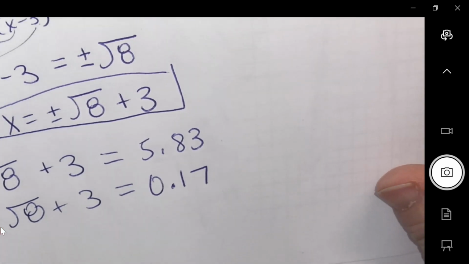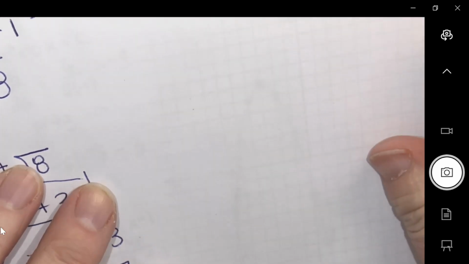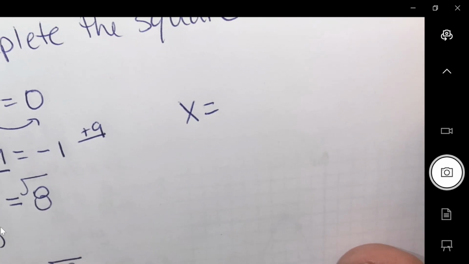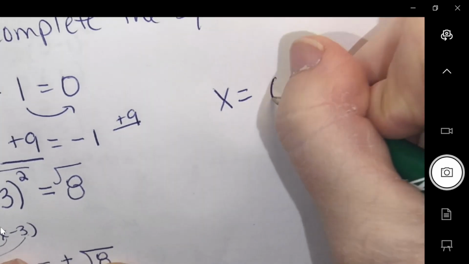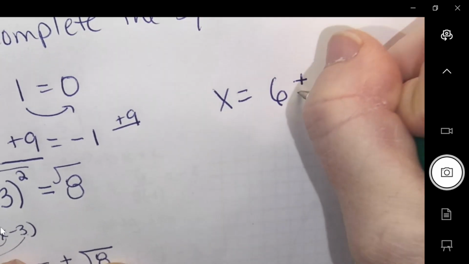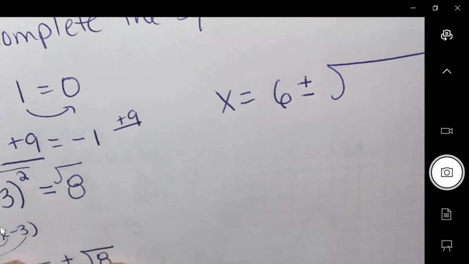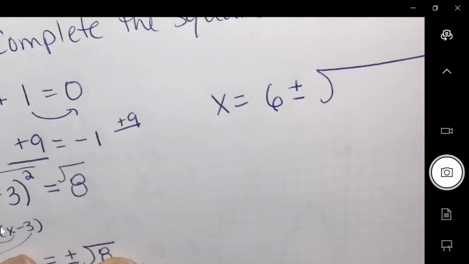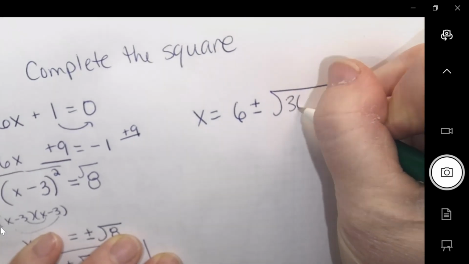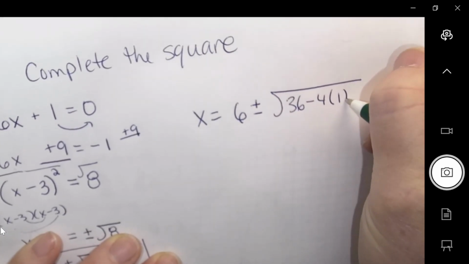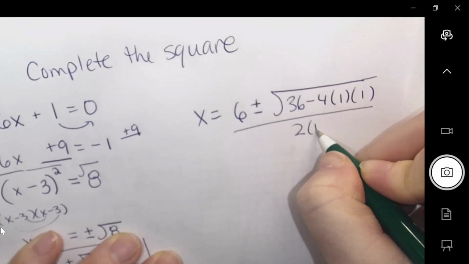Okay, you ready? Checking the answer. X equals negative b. So negative b is positive 6 plus minus the square root of b squared, 36, subtract 4 bracket 1 bracket 1, over 2 bracket 1.